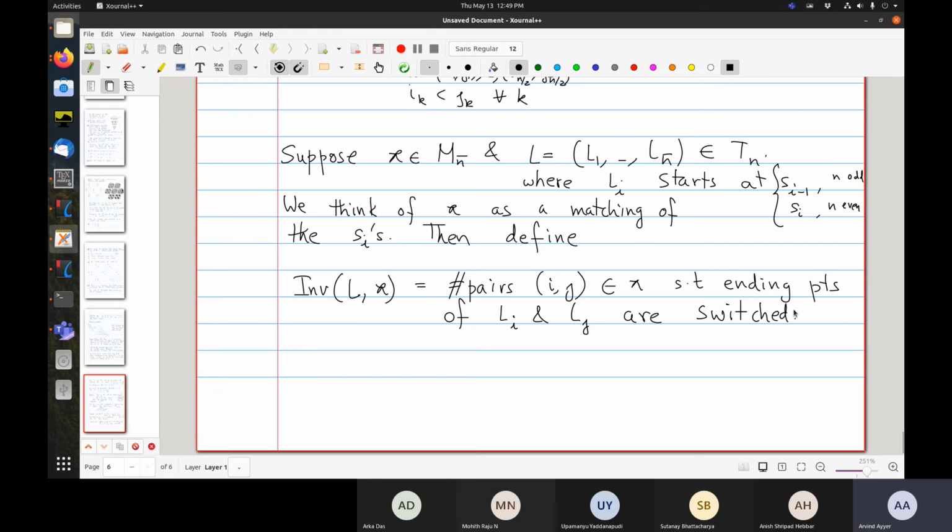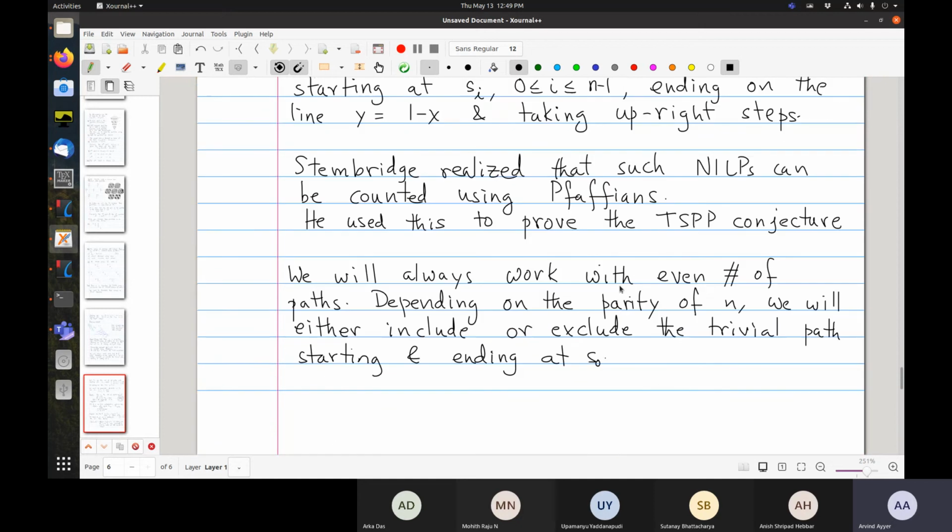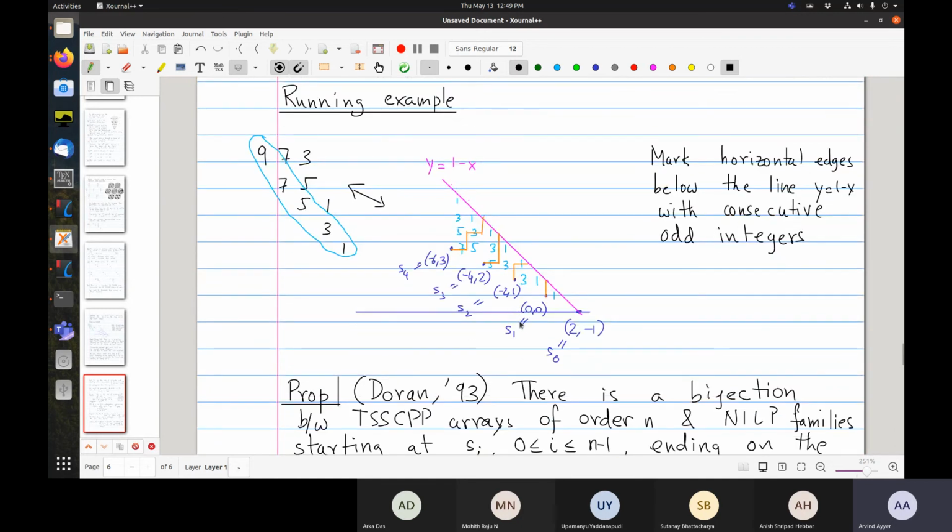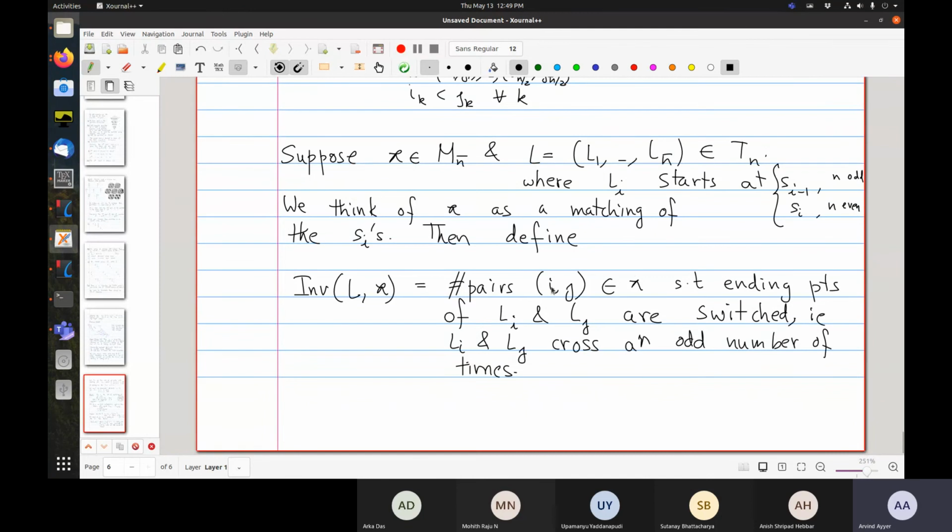That is to say, i.e. Li and Lj cross an odd number of times. You can say i less than j if you like. So basically, you have i, let's say, below j, and then Li ends up to the left of Lj. If i starts to the right of j, Li ends up to the left of j. So there's a crossing. Okay, it's the number of such pairs, but we are not looking at all pairs. We are looking at only pairs which belong to pi, where i and j are matched.